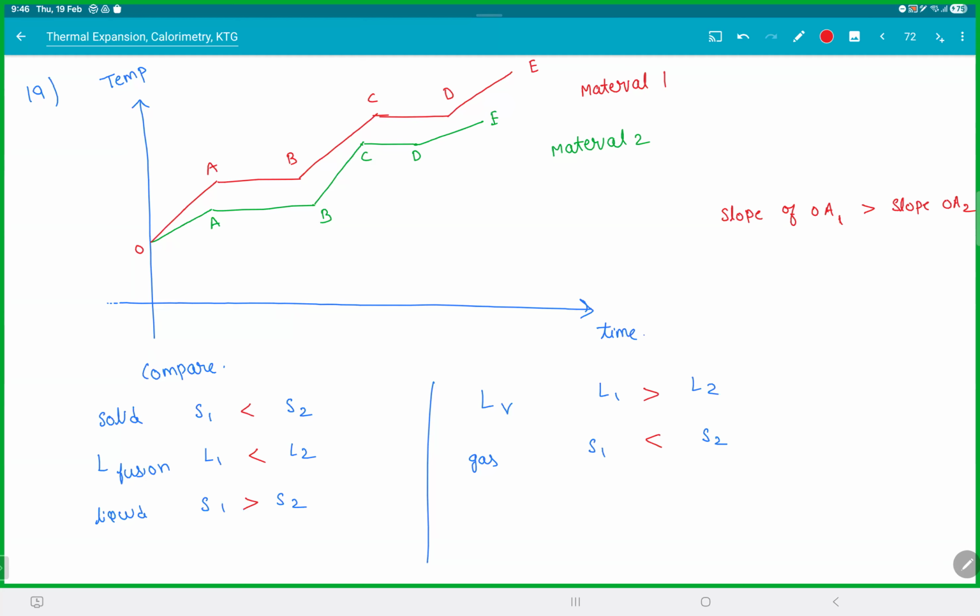Clear with this? Any doubts on this? We just have to keep checking for the slopes and the lengths of the AB line. Yeah, less than, greater than, less than. Yeah, perfect. Any doubts on this? All clear with this? There have been a lot of questions on this graph, so be careful with that.